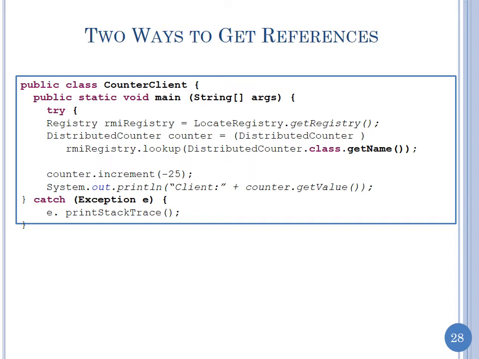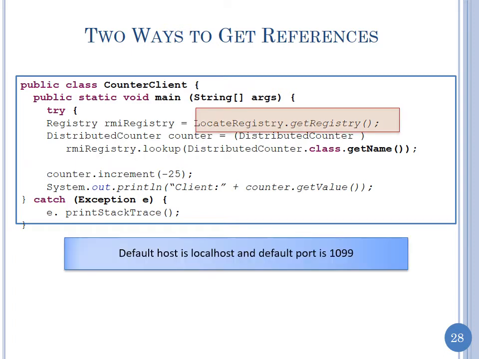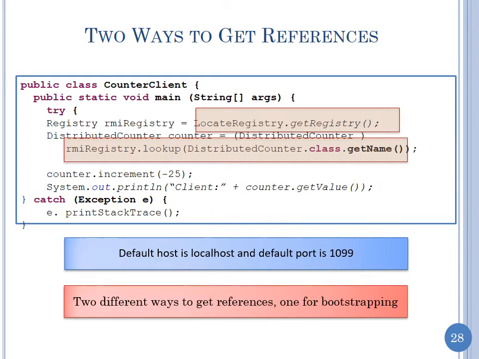So you see that I've got two ways. I've got this particular call that gets a proxy to the registry, where the default host is localhost and the default port is 1099, like I said before. And I've got another call to get the proxy to the real object I want. These two calls are different because of the bootstrapping problem. So these are two different ways to get references, one for bootstrapping.